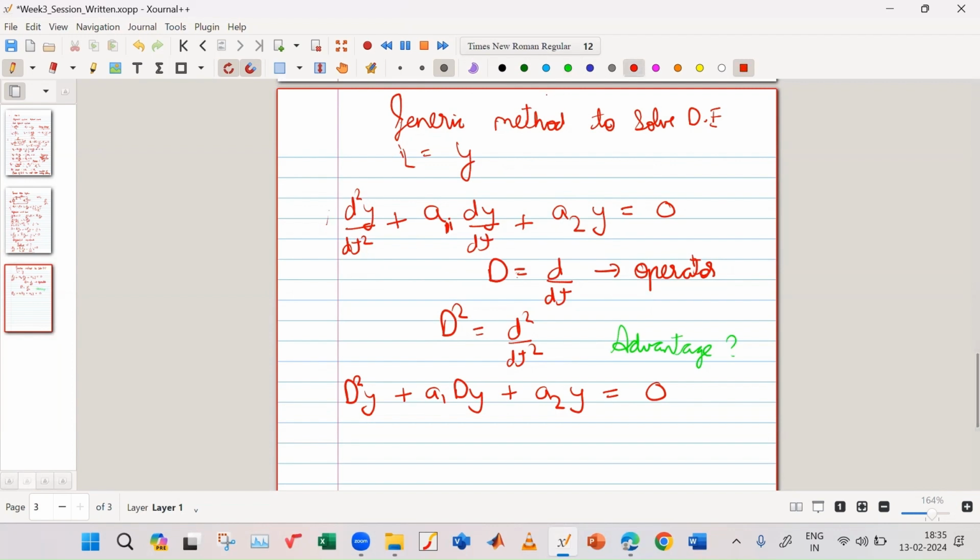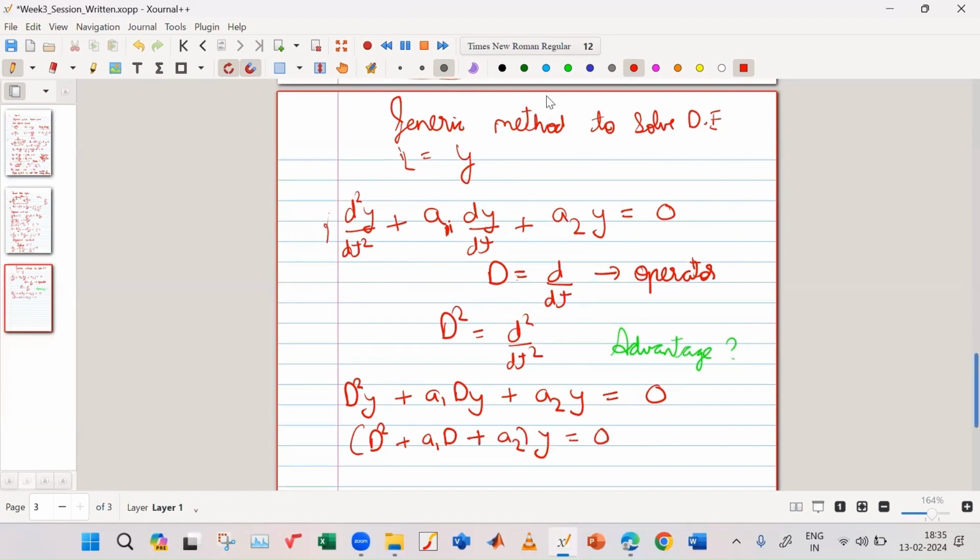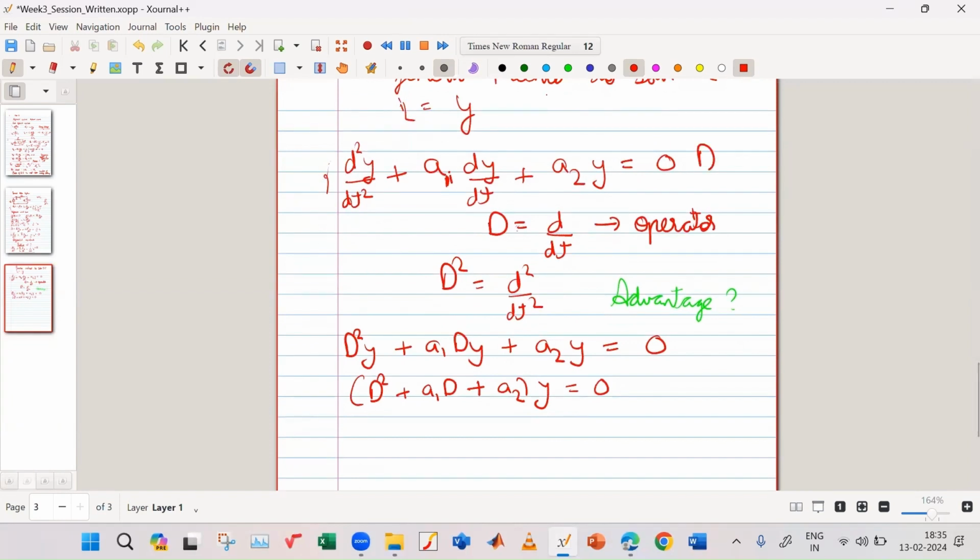So this was a differential equation, this d by dt something. But now I've just got it in the form of a quadratic equation. So it becomes d square plus a1 into d plus a2 into y is equal to 0. So from a differential equation, I have reduced it into the form of an algebraic equation. Okay, so I have done this.